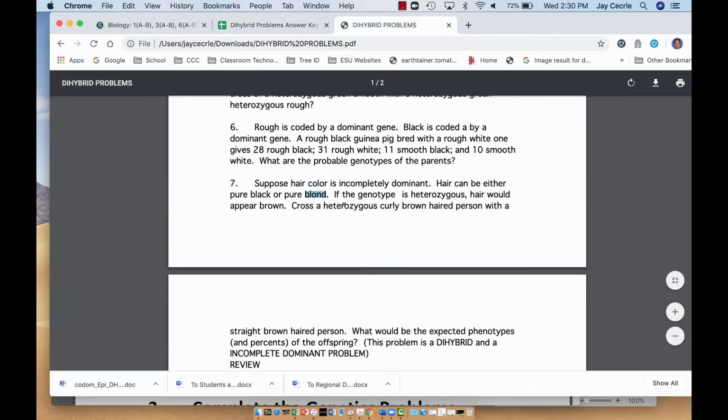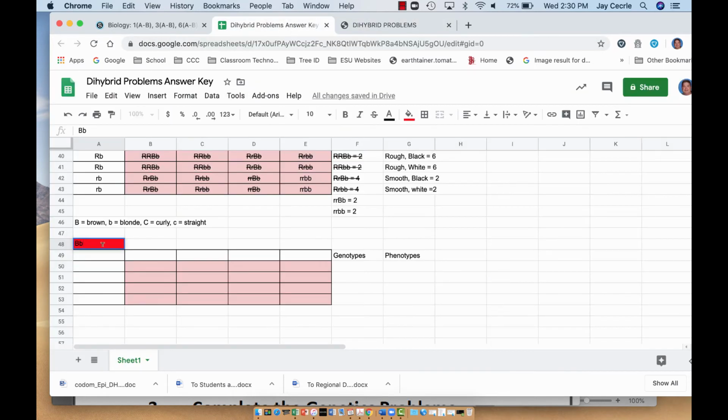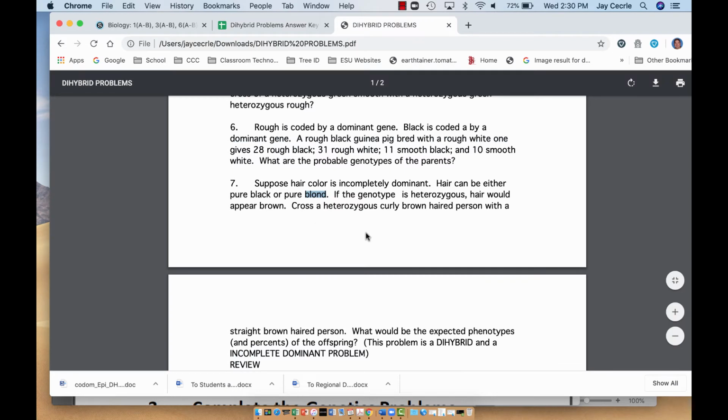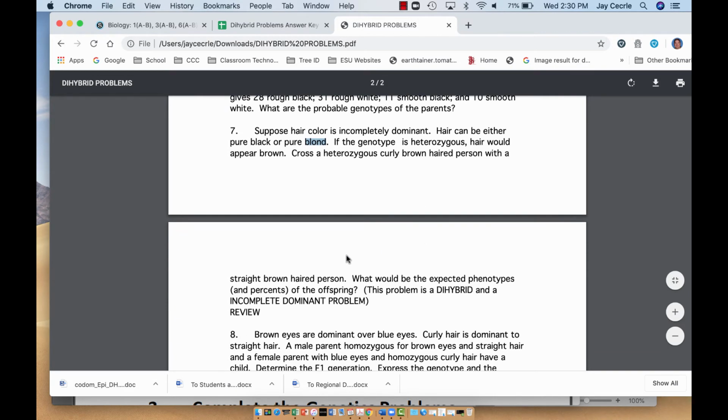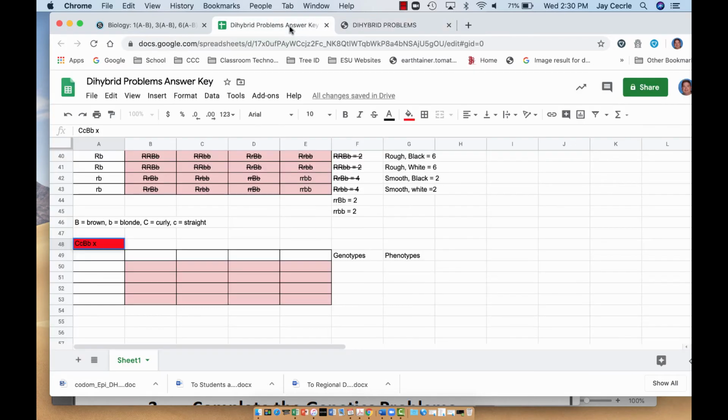So it says cross a heterozygous curly brown-haired person. Well, let's go and put curly first then. So heterozygous curly would be capital C, lowercase c. And then our other parent says cross a straight hair. So that would be 2 lowercase c's. And then brown would be our capital B, lowercase b. Okay, looks like that. Okay, do the FOIL method.